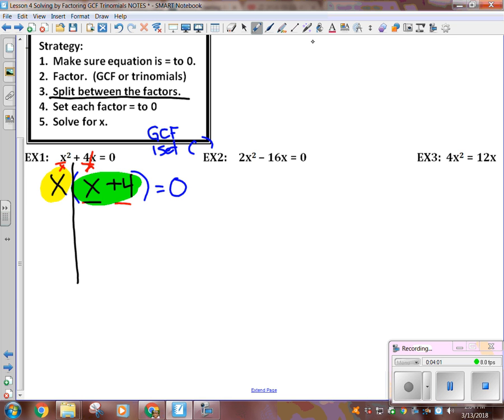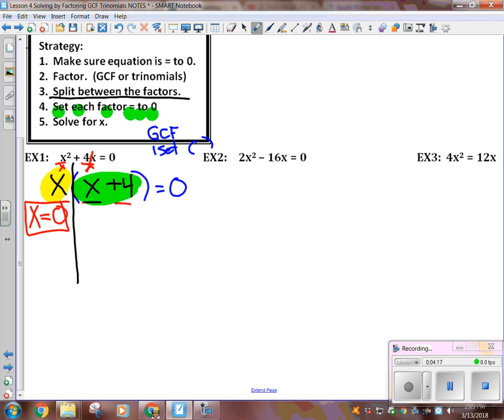Now, then it says what? Set each factor equal to 0 and solve. So, first factor is x. Pull x down. X, set it equal to 0. There's nothing to solve. So my first answer is, guess what? 0. Wow. 0.